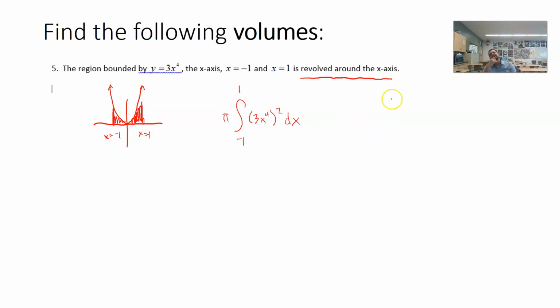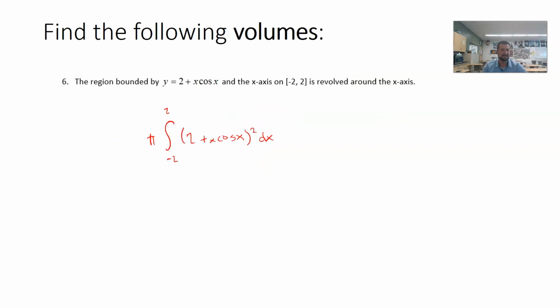In this case, we have the disk method because there's only one function. We don't have two different functions that are enclosing an area. We're talking about the area that exists between that graph and the x-axis. So that's why we're using the disk method here, because there's only one function, and we would just take that function and square it, because that is our radius as we revolve it around that axis.